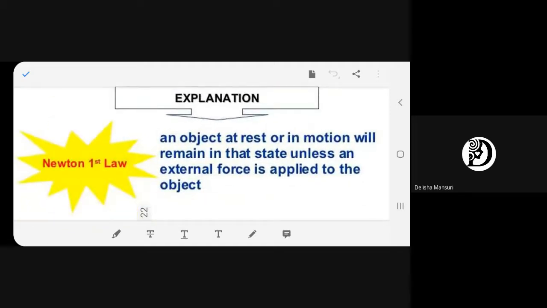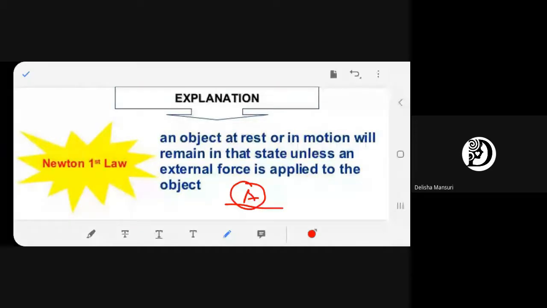Read. What is Newton's first law? An object at rest or in motion will remain in that state unless an external force is applied to the object. This is an object A. It is on the table. Until and unless I push it or pull it, it will remain as such. So that push and pull is external force.